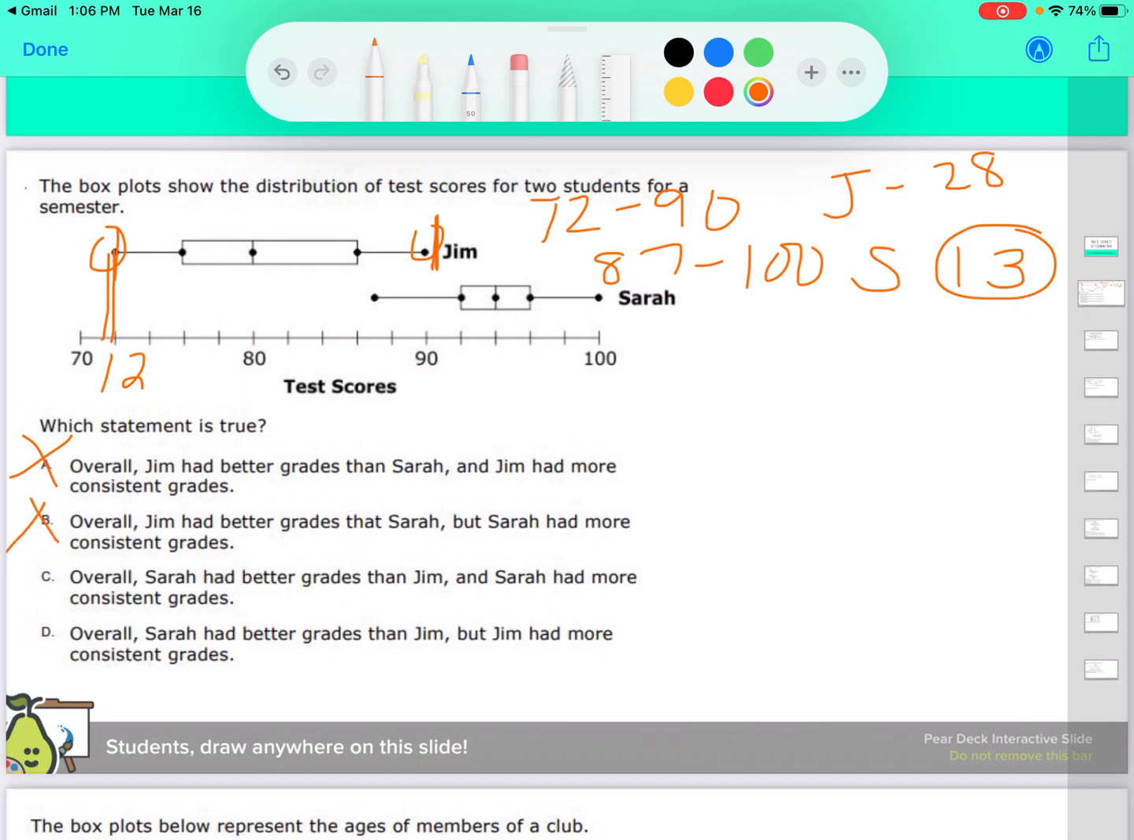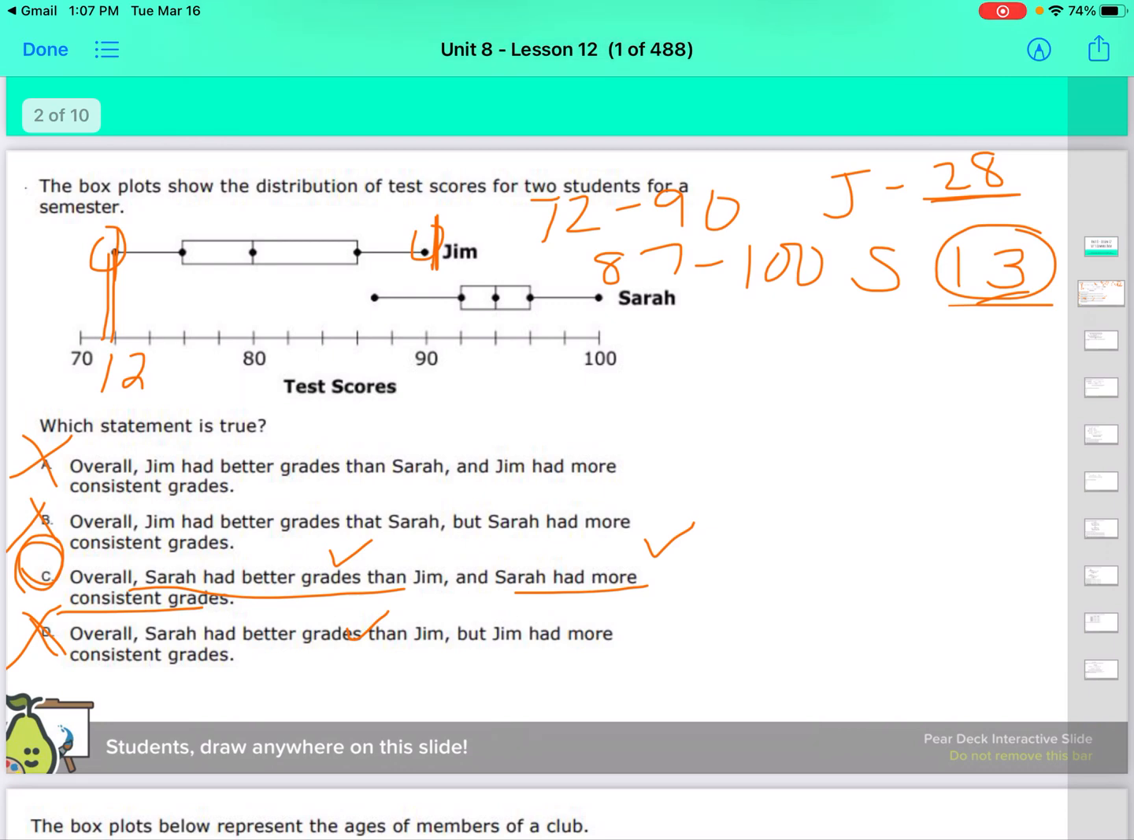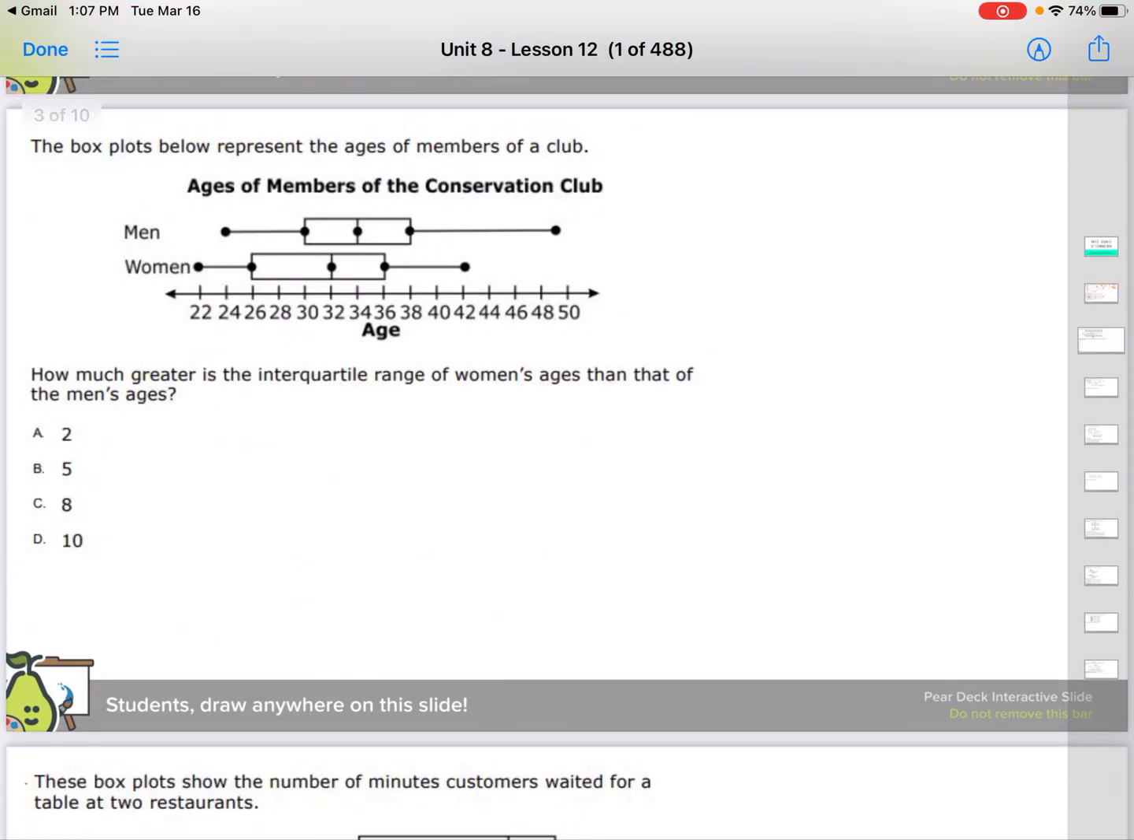So I'm going to cross that out. Overall, Sarah had better grades than Jim. So that's a check. Sarah had more consistent grades. That's also a check because her grades are closer together. Her spread is a lot smaller. When I subtract the smallest number from the largest number, her grades are a lot closer together. Overall, Sarah had better grades than Jim. That's a check, but Jim had more consistent grades. Well, there's a 28-point spread on Jim and only a 13. So I'm going to go with C. This is a lot of ELA, where you're just reading through and making a determination.